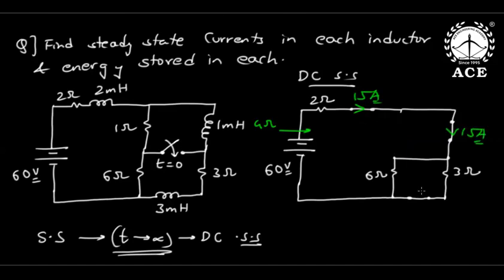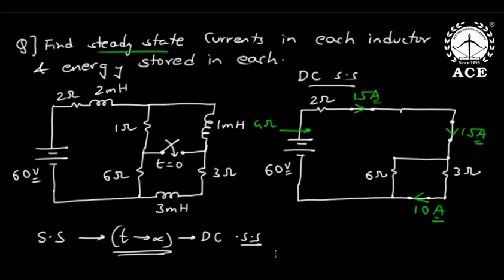Now by the current division rule through the two resistors, this current will be the total current 15 into the opposite 6 by the sum 9. So 15 into 6, 90 by 9, this is 10 amperes. So the first part is the steady state currents. The steady state currents in each inductor are 15 amperes, 15 amperes, and 10 amperes.